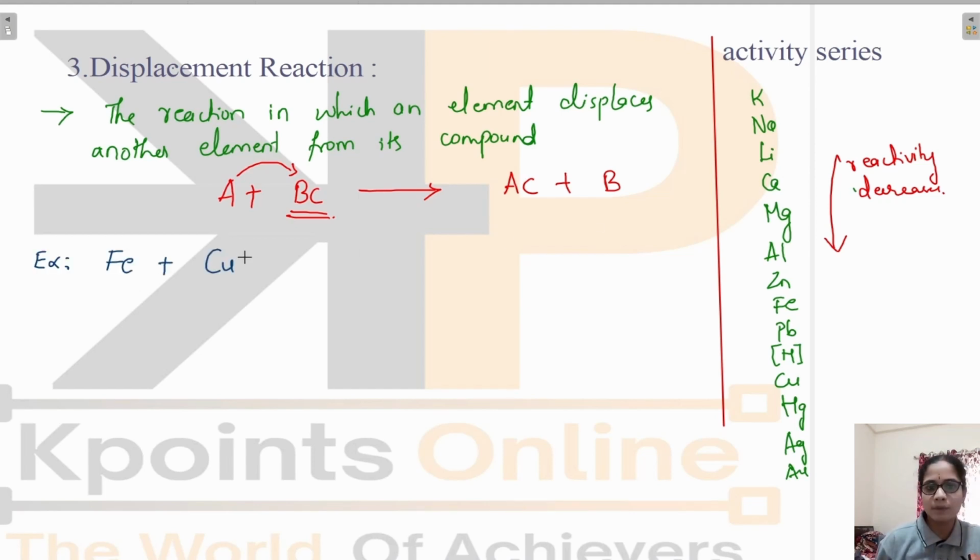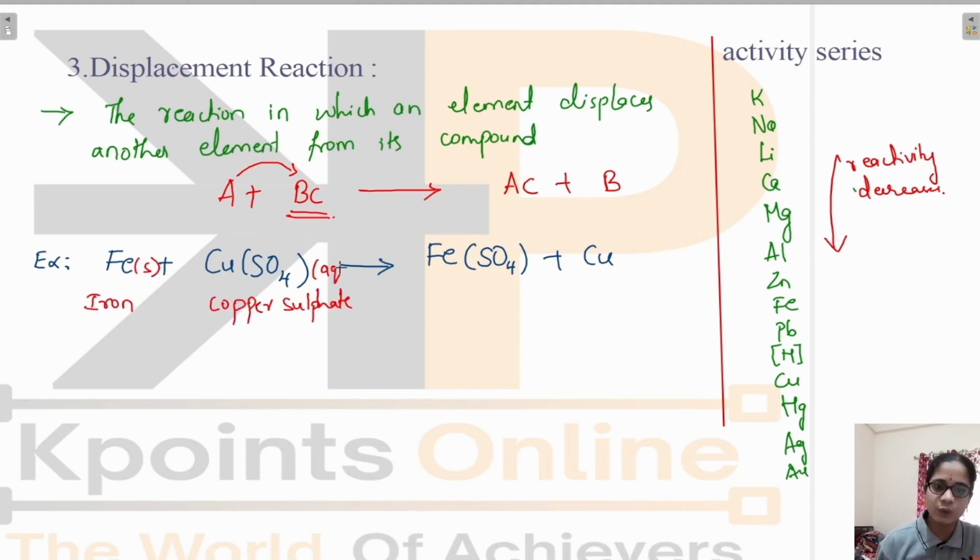Iron reacts with copper sulfate solution to form iron sulfate plus copper. Here see what has happened. Iron has displaced copper from its compound to form iron sulfate. So copper is formed here. This is iron, and this is copper sulfate in the form of aqueous solution. Now iron sulfate is formed. The blue color solution of copper sulfate becomes pale green in color. The blue color fades because of the formation of iron sulfate here. The iron has displaced copper from its solution.